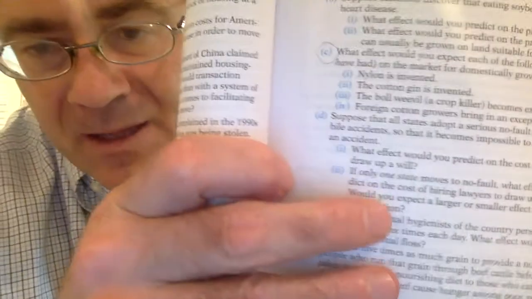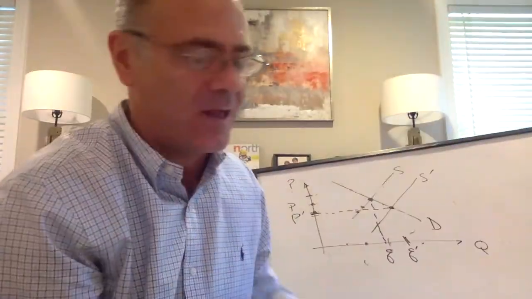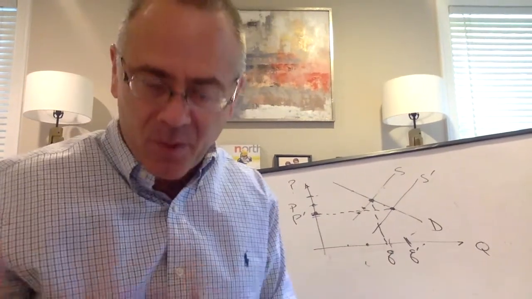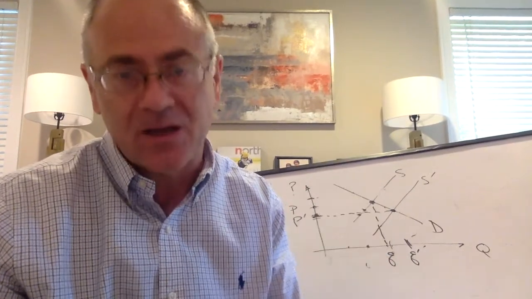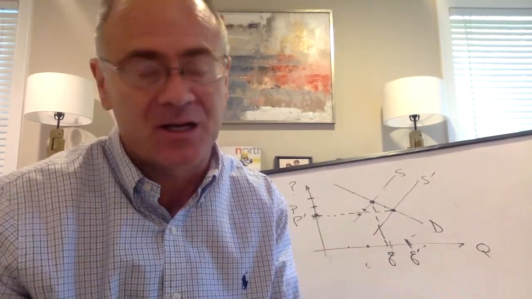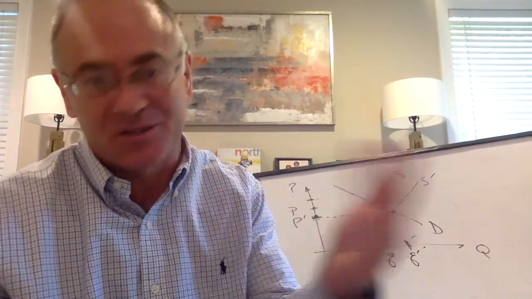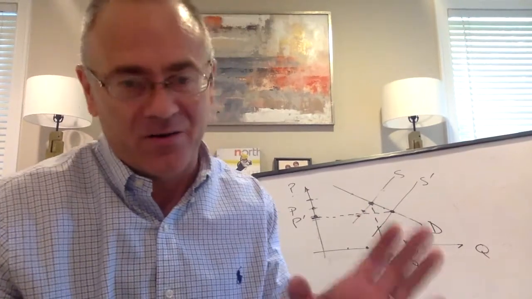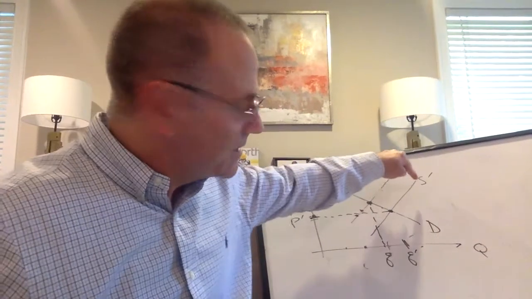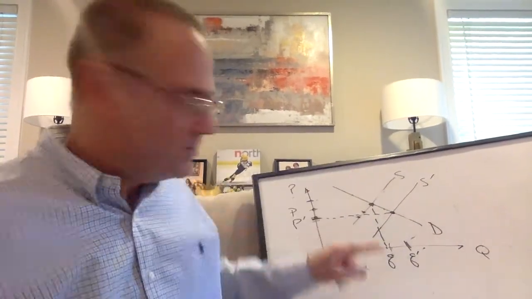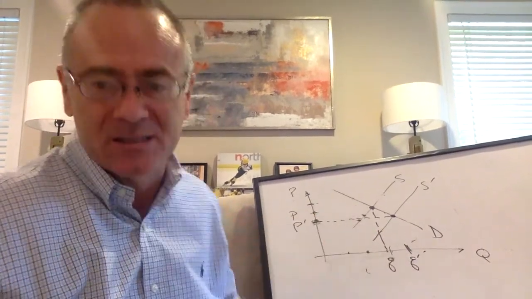Number 3, the boll weevil becomes extinct. So the boll weevil, this affects manufacturing. This makes the costs go down. It's easier to produce cotton. Remember, it does not affect taste, and it's not a substitute for cotton. So it's not going to affect the demand curve. This affects the supply curve. Here again, it's going to cause it to shift outward. Market clearing quantity is going to go up. Market clearing price is going to go down.